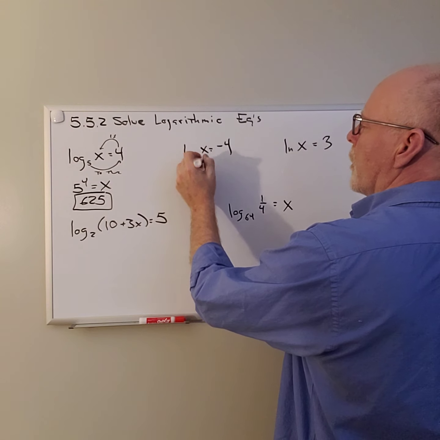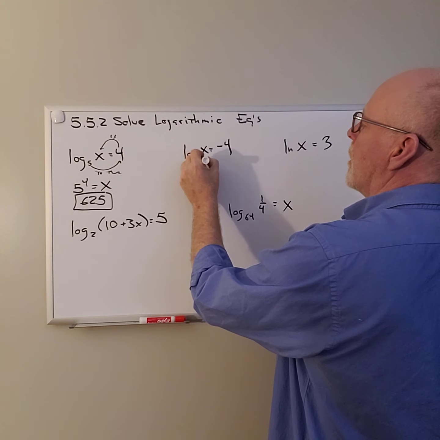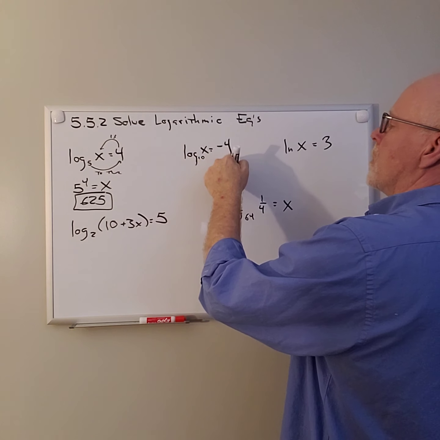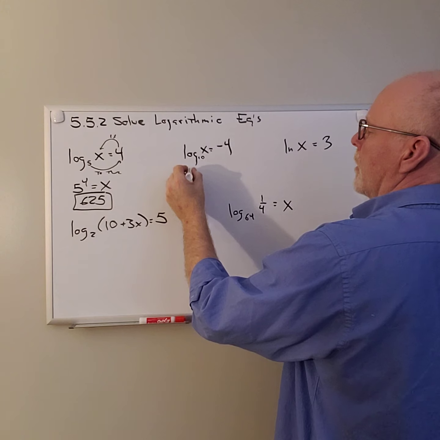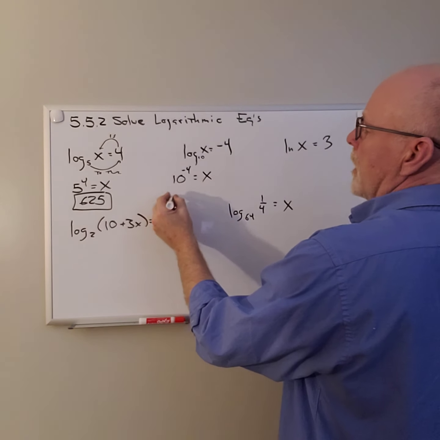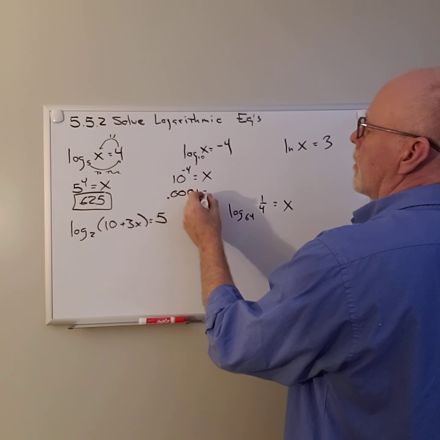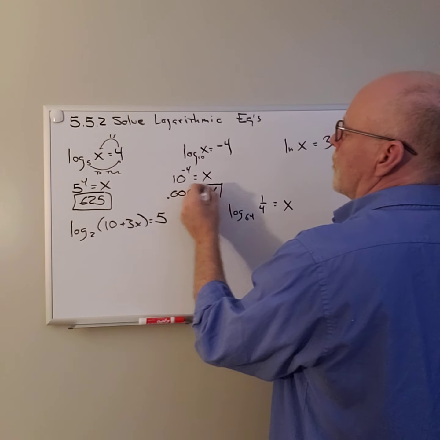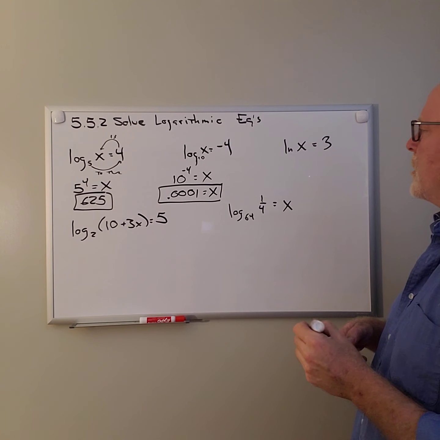Here, we don't have a base written, so you know what that means. That means we're talking log base 10. So we've got 10 to the negative 4th power equals x. If we write it like that, again, we're already solved. And 10 to the negative 4th power is going to be 0.0001. Easy enough to do in the calculator, but you know, the powers of 10, it's always point some number of zeros 1.